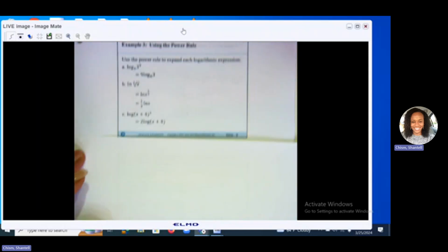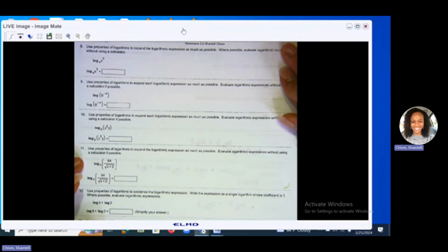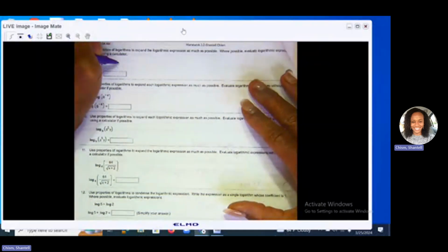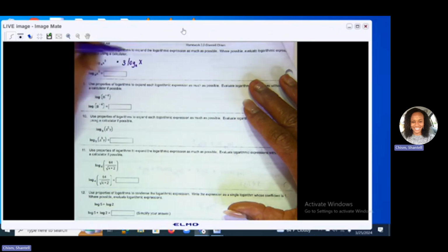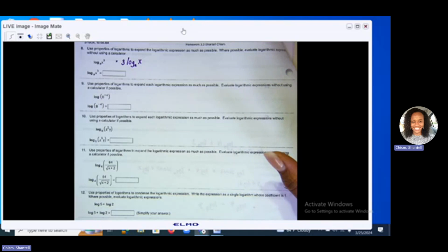Okay, so let's look at a few here. Look at number 8. Same directions. It does not tell you which property to use. So you have to know what property to apply. I recognize that this is a power. So this is log base A of x to the third power. So I apply the power rule. I bring down the 3 and I show that as a product of 3 times log base A of x. Nothing else I can do there. That's my answer.